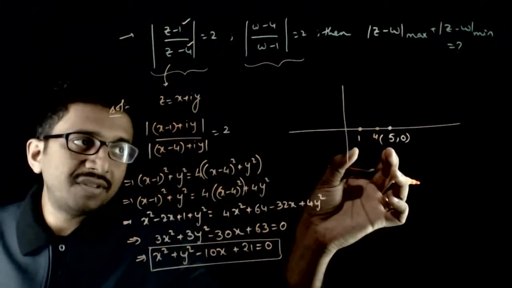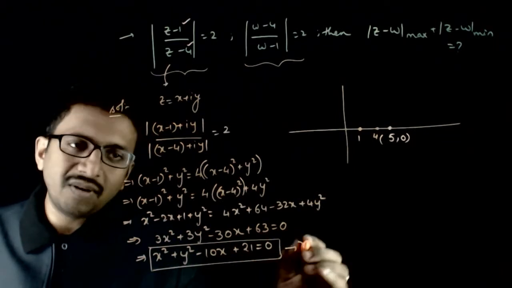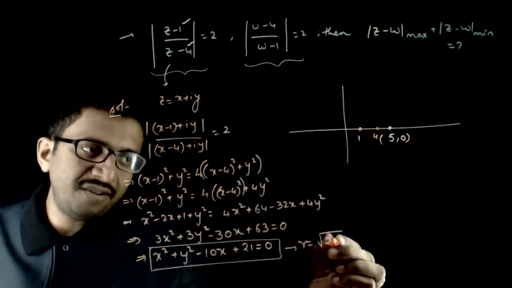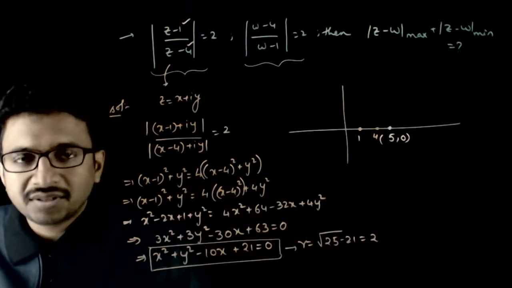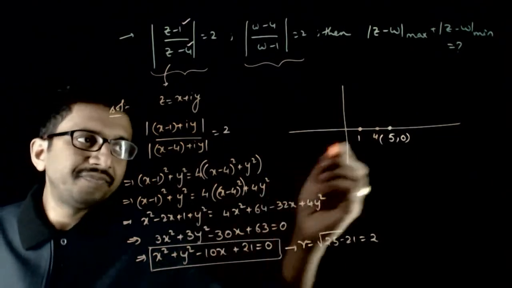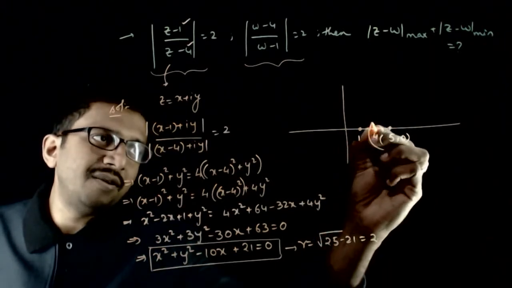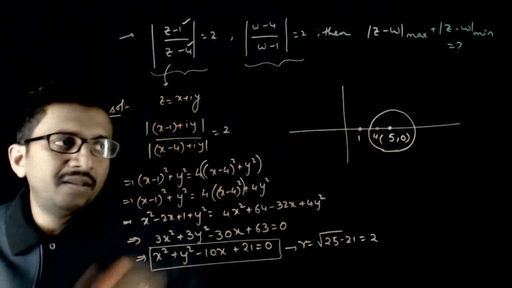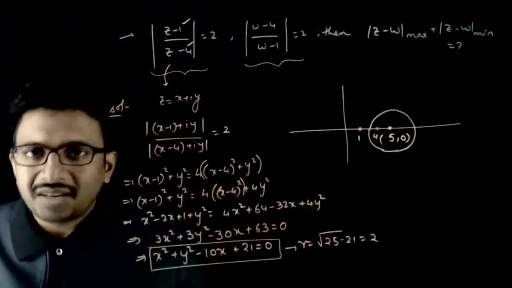So you have the center of the circle as 5, and what is the radius of the circle? The radius is equal to root of g square plus f square minus c, root of 25 minus 21, that is root 4, which is equal to 2 units. So the radius is 2 units, and the circle looks something like this. So this z is a point which lies on this circle.